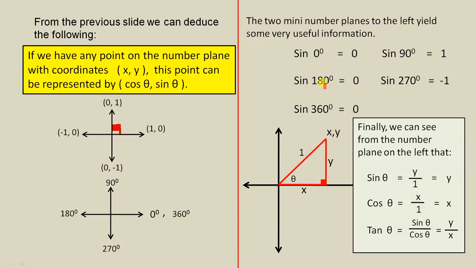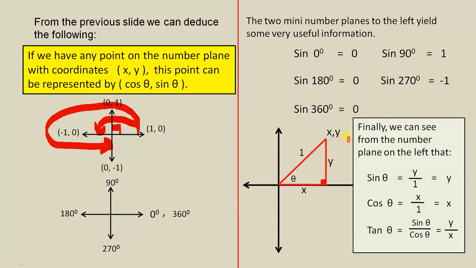The sine of 180 is 0. There's your 180. Right, we start from here and we go around there. See that? 180. And there's the y value, so the sine of 180 is 0. We go around to 270 now. So we go all the way around here. See? So the sine of 270 is minus 1. And the sine of 360 is 0.